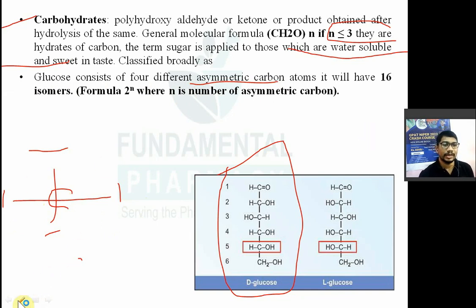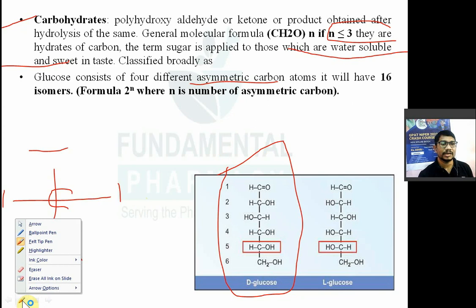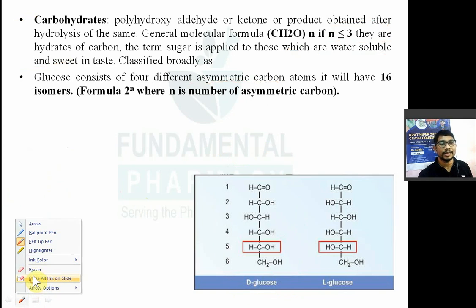Symmetric means all the attachments are the same. If asymmetric, it means different attachments. Carbon has 4 attachments, you know that its valency is 4. So carbon has 4 valencies, and if 4 groups are attached to it and those groups are the same, it is a symmetric carbon atom. And if those groups are different, they are known as an asymmetric carbon atom.